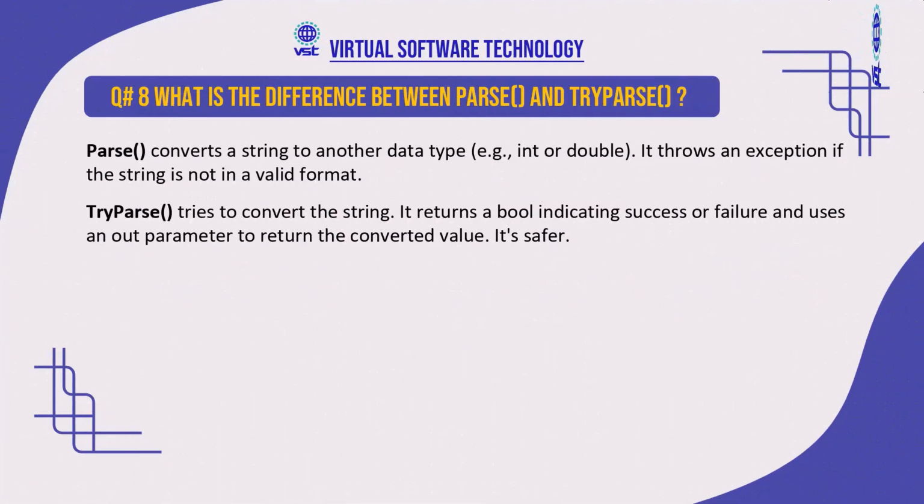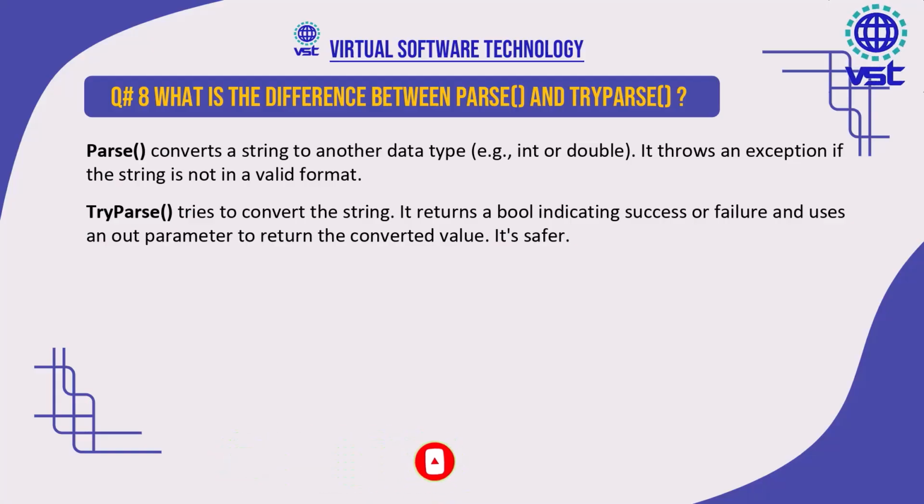This is part 8 of the C# interview questions and answers video series. What is the difference between Parse and TryParse method? Parse method is used to convert a string into a specific data type, like int or double. If the string contains invalid data, it throws an exception.